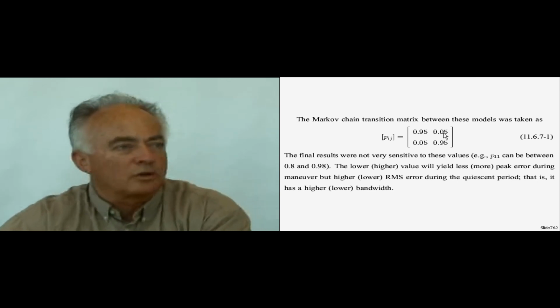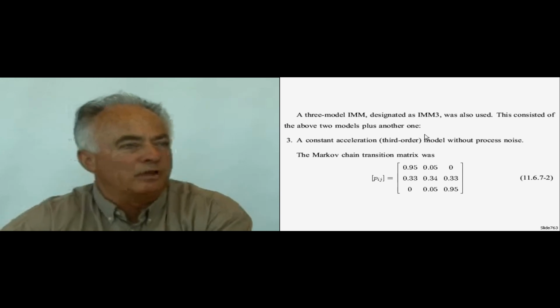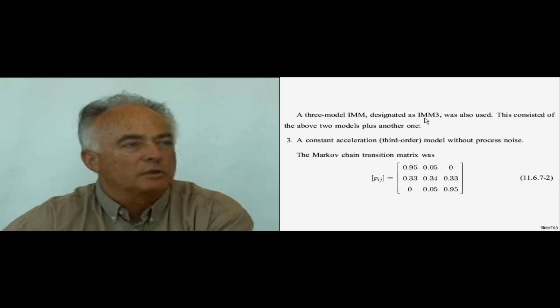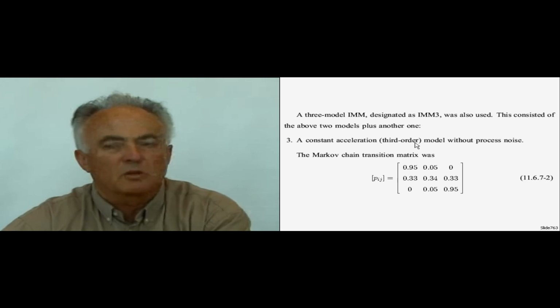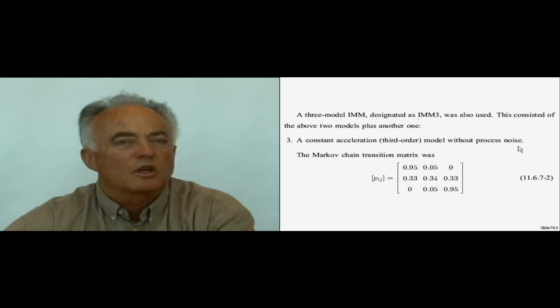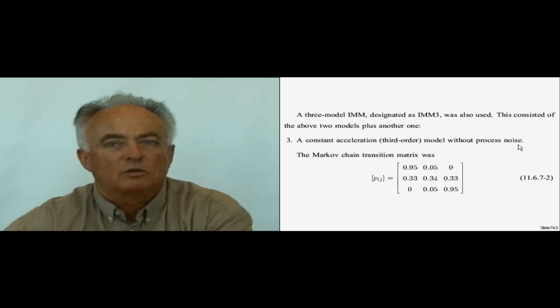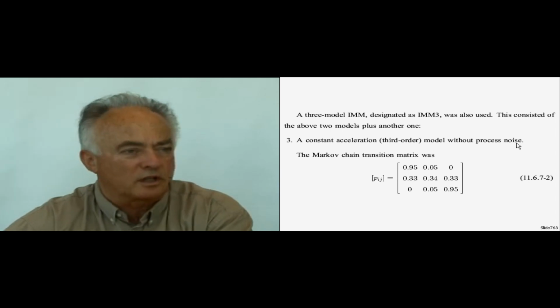The second option was an IMM with 3 models, using the previous 2 plus a third model, which is a constant acceleration, third order model without process noise. This was selected because the simulated truth was a constant acceleration.